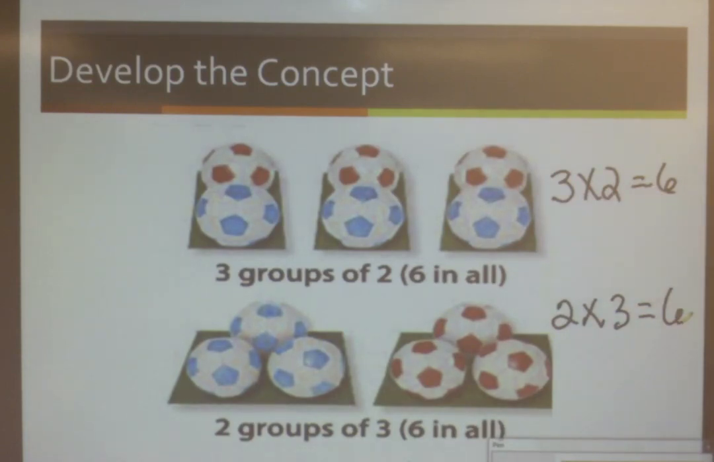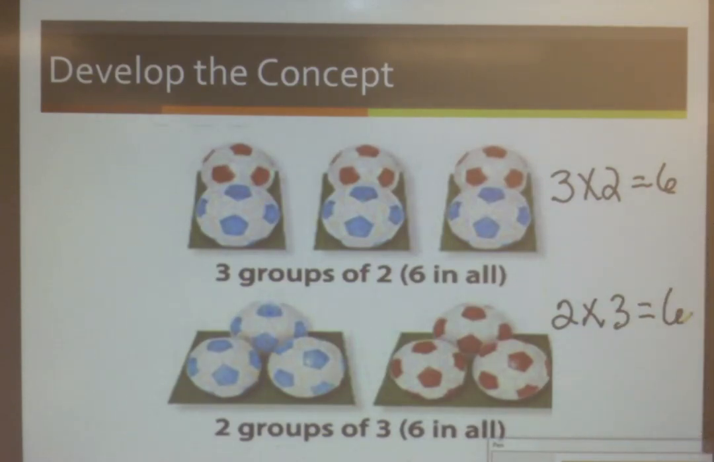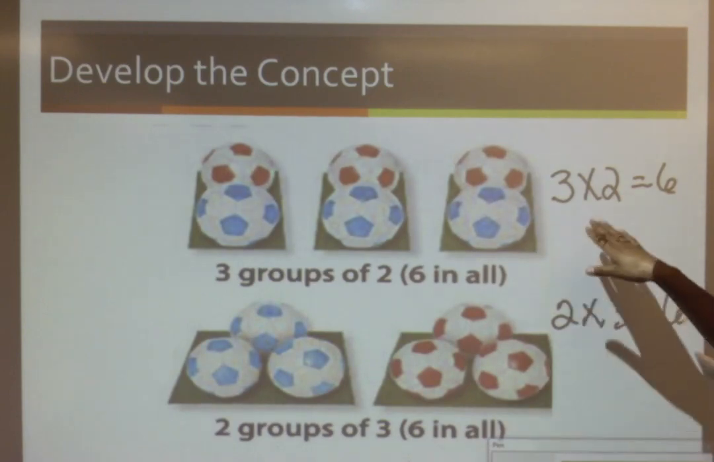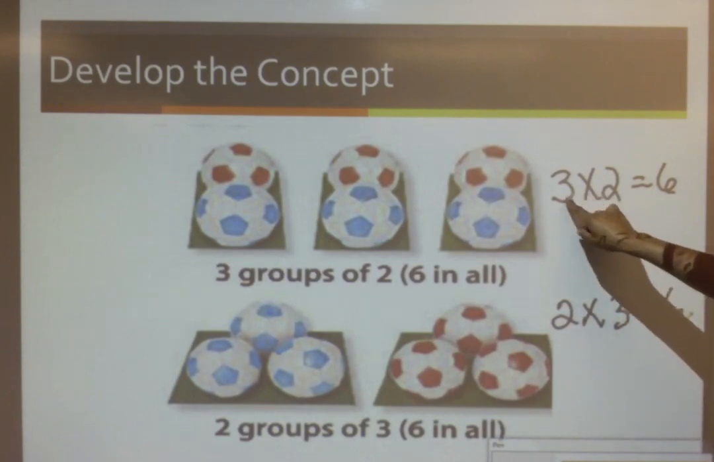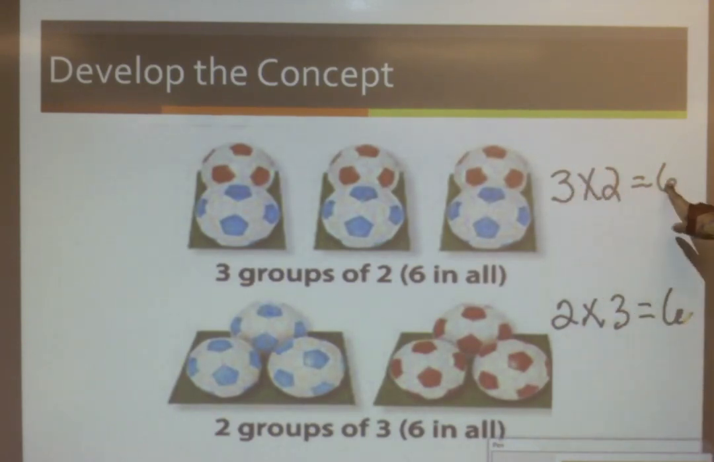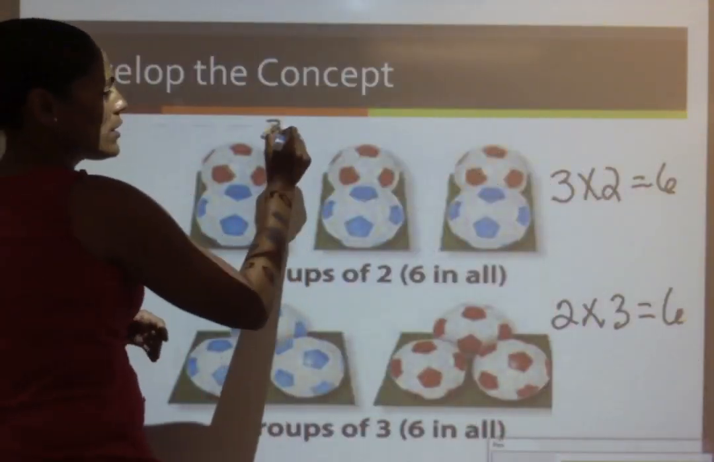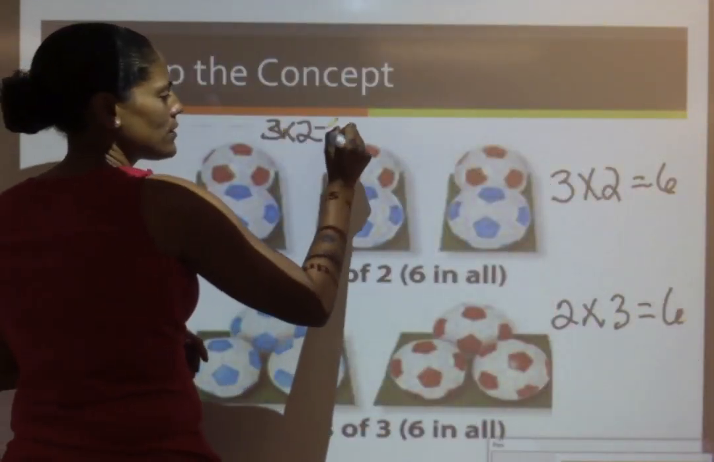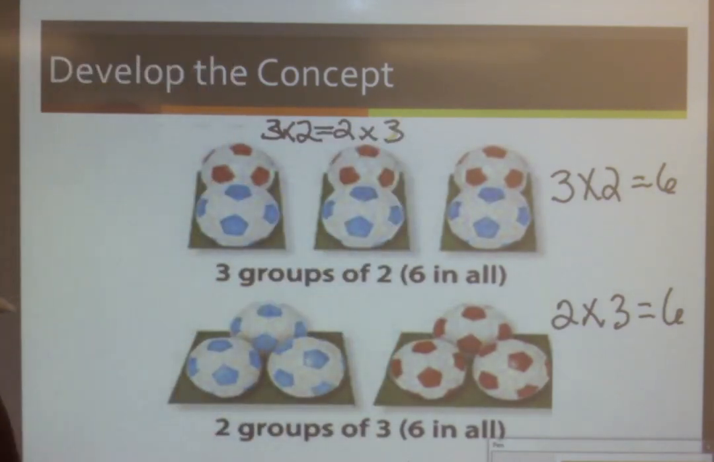Is this an example of the identity property or the commutative property? That's right, this is an example of the commutative property because I have the same 2 factors, and no matter which way I flip them, I still come up with the same product because 3 times 2 is equal to 2 times 3. We get the same total, the same product.